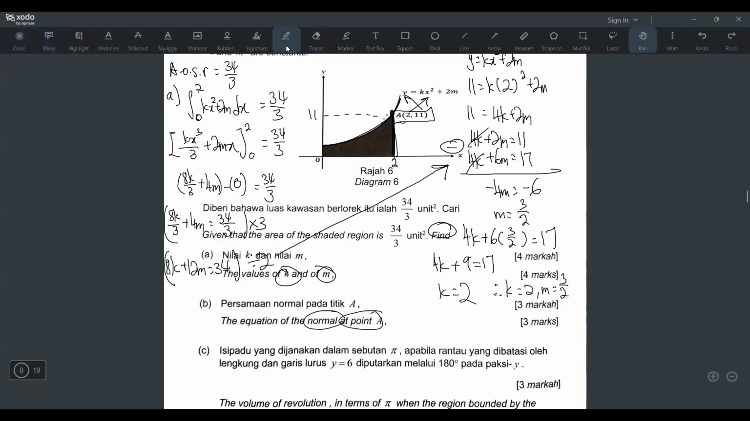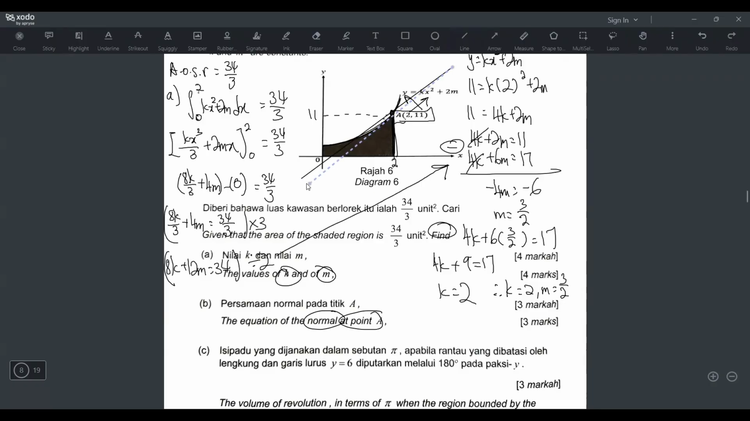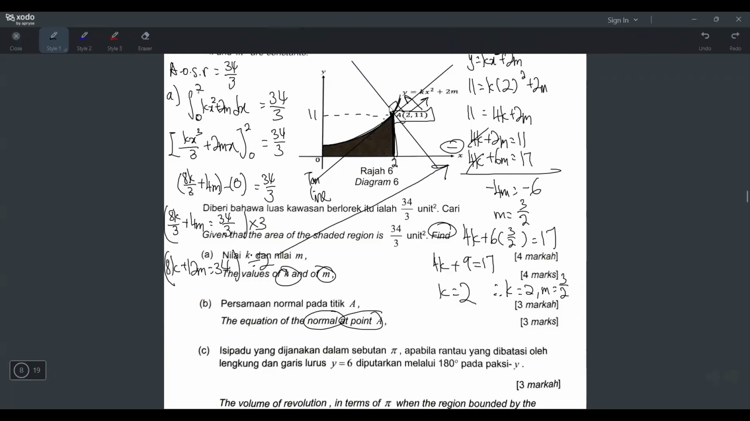Let's talk about tangent and normal now. They already say at point A. So this is point A, right? Let's draw a tangent line that touches the curve at point A. This is the tangent line, and it will touch point A. Tangent means it will touch the curve at one point, and in this case is point A. But what is the normal line? The normal line is the line that is perpendicular to this tangent, 90 degrees, and it will pass through the same point, which is point A.